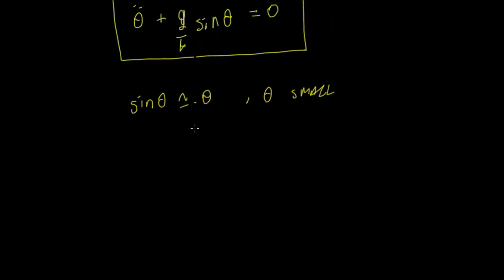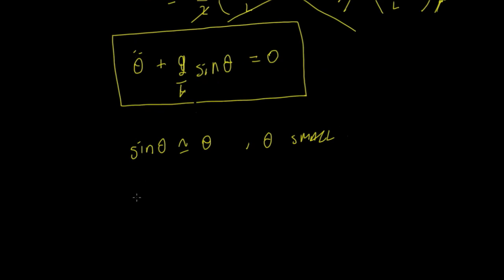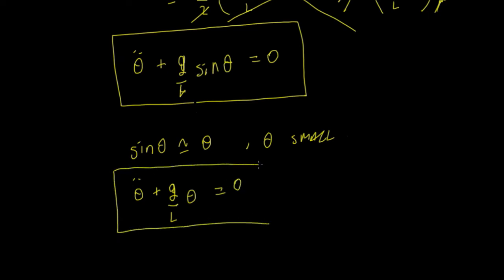Okay, so we've got that simplification. With that simplification, we can rewrite the differential equation as theta double dot plus g upon L times theta equals 0. So that's the equation we're going to be working with now. That's the second point of what we've got: the differential equation that describes the equation of motion of the simple pendulum for a small release angle.